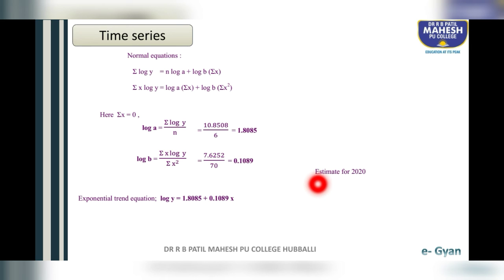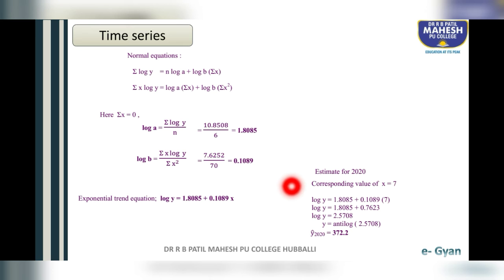Students, the next question is, for this question we have to estimate the year 2020. As you know, for 2020 the corresponding value of x is 7. So to estimate the 2020 value, just in the place of x you substitute the value of x, that is 7. So this becomes log of y is equal to 1.8085 plus 0.1089 into x, x is 7. So multiply this, 0.1089 into 7 is 0.7623. So add this.